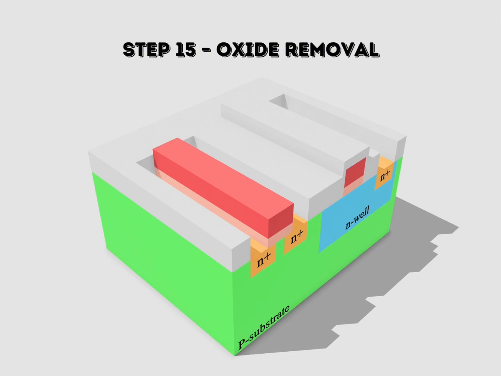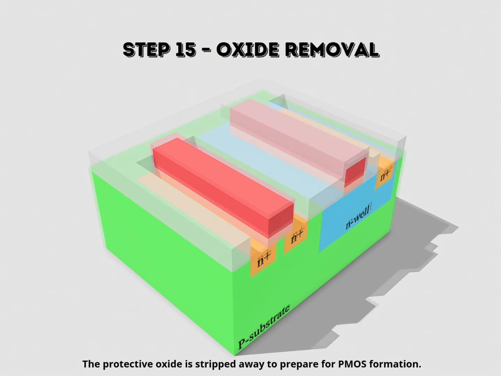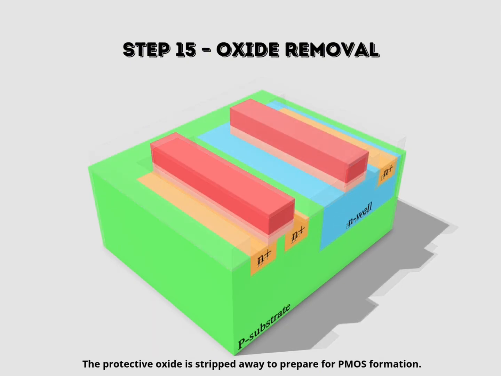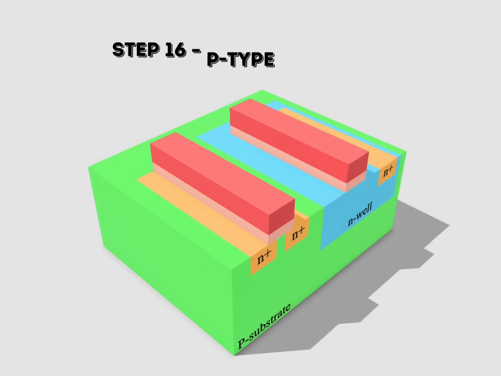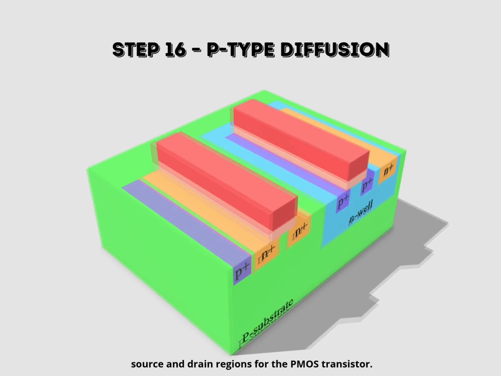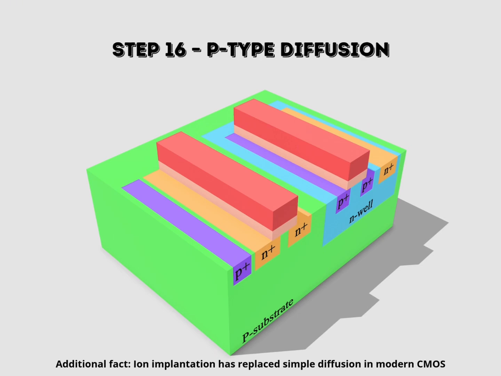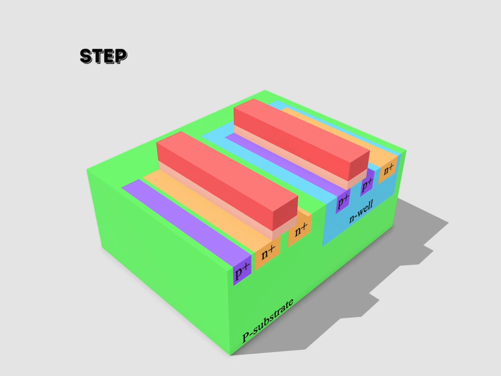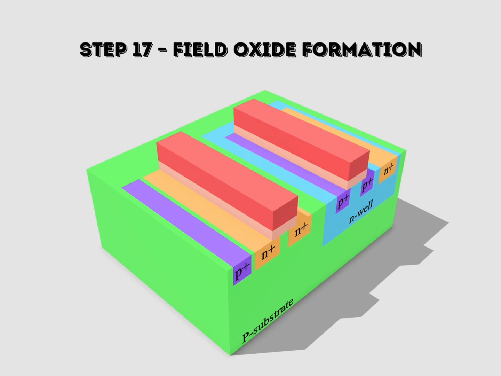Step 15. Oxide removal. The protective oxide is stripped away to prepare for PMOS formation. Step 16. P-type diffusion. Similarly, P-type impurities such as boron are diffused into the N-well to create source and drain regions for the PMOS transistor. Additional fact, ion implantation has replaced simple diffusion in modern CMOS because it allows better control of doping concentration and junction depth.